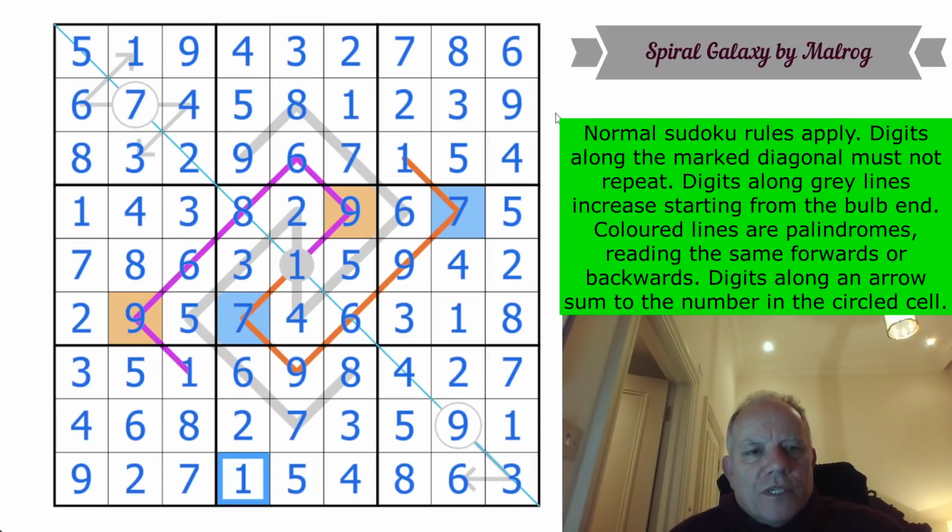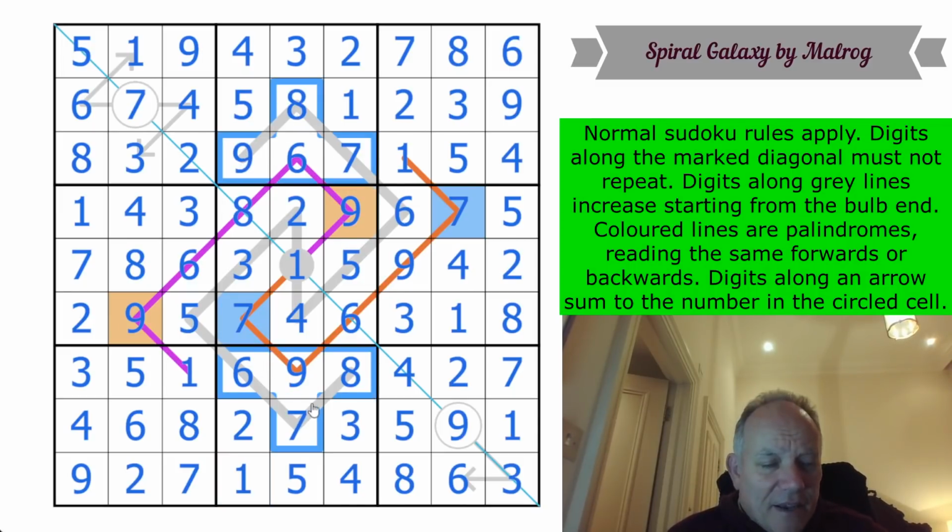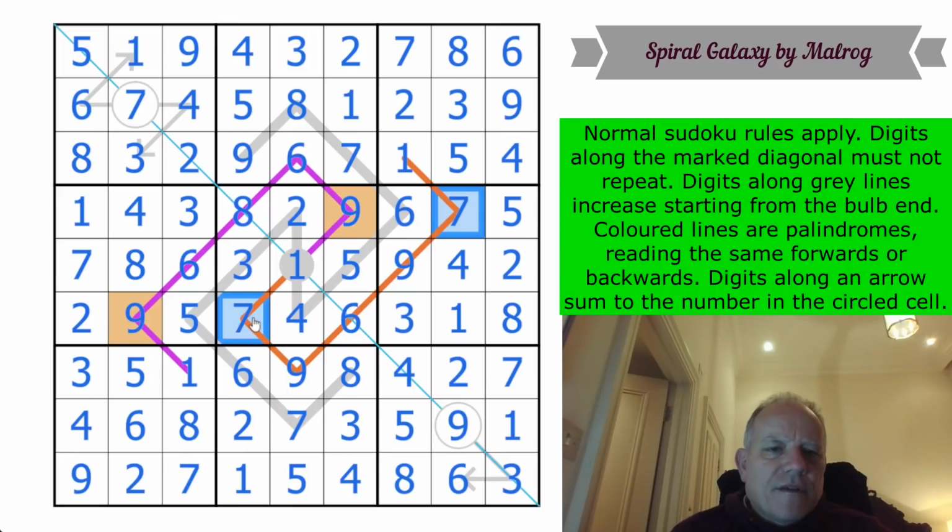Just over 40 minutes. What a brilliant puzzle by Malrog. That's amazing. I know I made some heavy weather of getting to the stage where these were 6, 7, 8, 9 quads, but it wasn't easy to see. I don't think it was. Yeah, it was all to do with these being the same. Oh, it was tough. It was tough. I wouldn't want to go through that again.